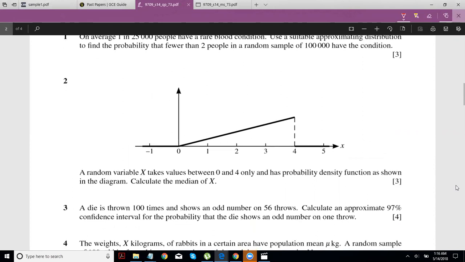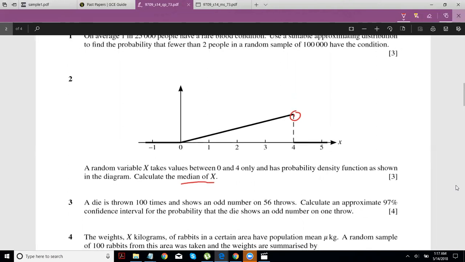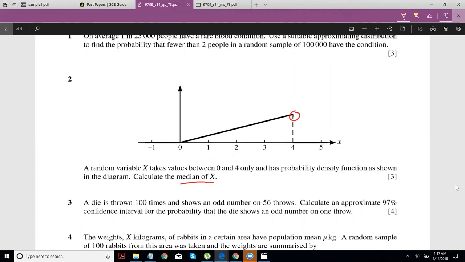So in question 2, they say that a random variable takes values between 0 and 4 only and has a PDF as shown in the diagram, and you need to calculate the median of x. So the first thing you want to do is figure out the coordinates of this particular point, which could help you get the equation of the line, which will help later on, as you'll see.